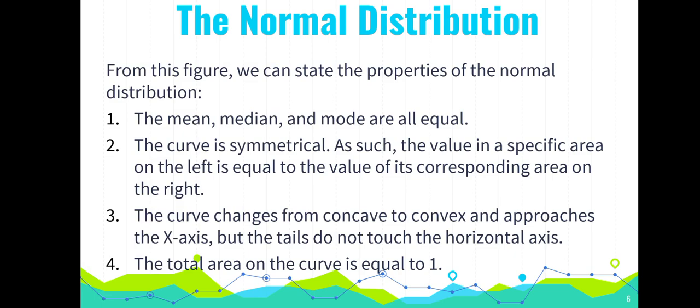So, the curve changes from concave to convex and approaches the x-axis, but the tails do not touch the horizontal axis. So, dito, when we say concave to convex, yung concave means it was rounded inward, while the convex is rounded outward. And the total area of the curve is equal to 1.